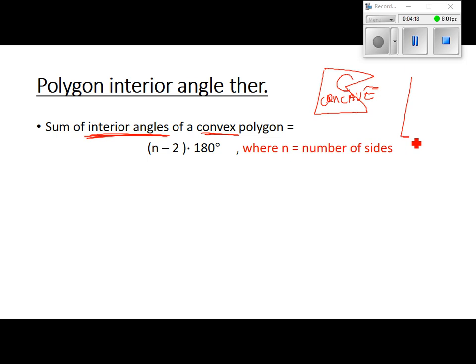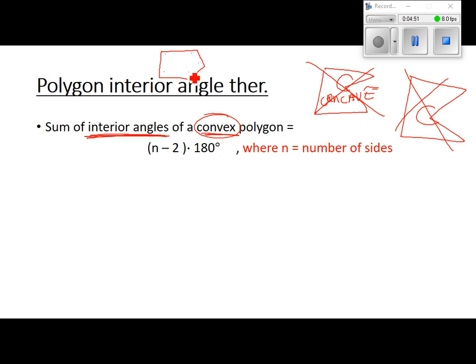Let me draw a different one. This is concave because it's got this angle in here that is more than 180 degrees. It's got 2 of the sides that sort of point in to the shape. That's concave. We're not going to deal with concave. Everything that we're going to deal with is convex, and convex just means the ones that look normal. So if I was going to do a 5-sided figure, it would look maybe something like that, where all the interior angles are less than 180 degrees.